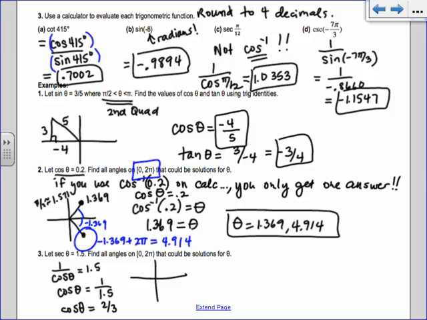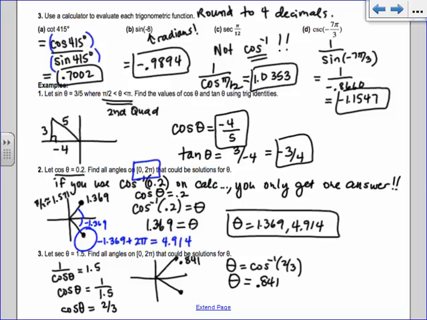So we think about it. When is cosine equal to 2/3? There are two places, first quadrant and fourth quadrant. That's where cosine is positive. So we draw two random angles. Cosine could be 2/3 here and here. And we do our inverse cosine. So theta is equal to inverse cosine of 2/3, knowing that we only get one answer, so I have 0.841.